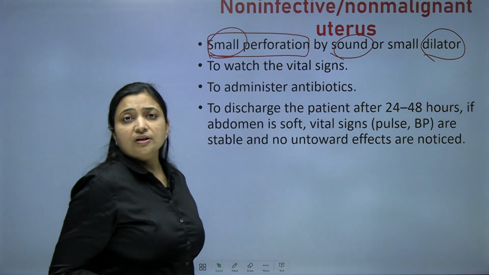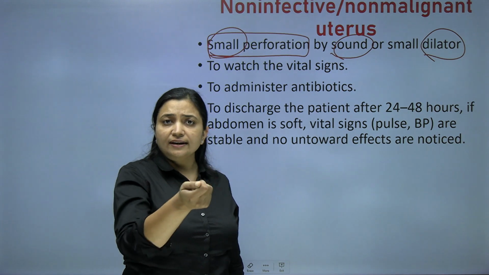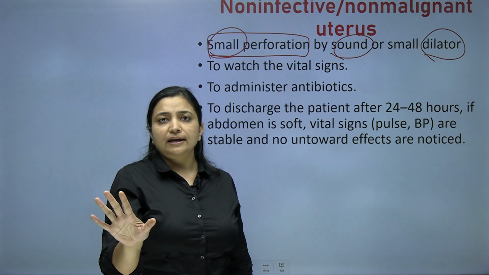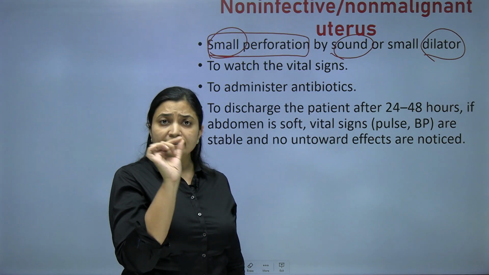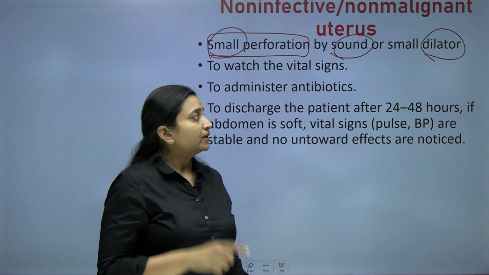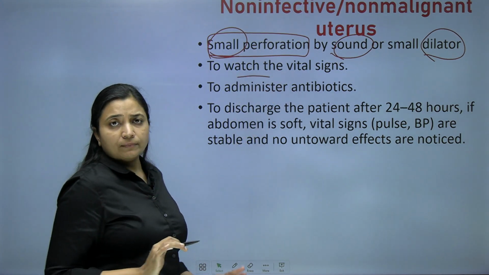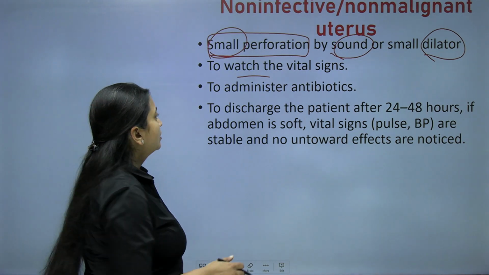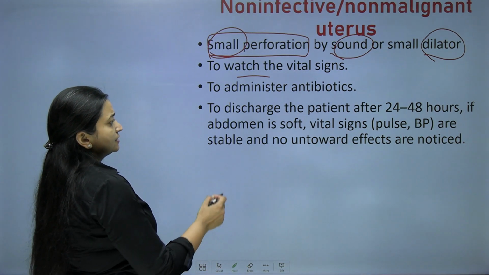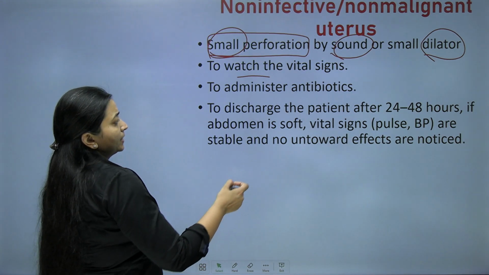Mind it, and no suction cannula. If your suction cannula was inside and you were doing suction at that time, then it was a problem. But if it was a sound or dilator, that too small, less than number 8, then you can go for this. Watch the vital signs, monitor it, because as I told, uterus is a very friendly organ, it heals by itself. So administer antibiotics, discharge the patient after 24 to 48 hours.